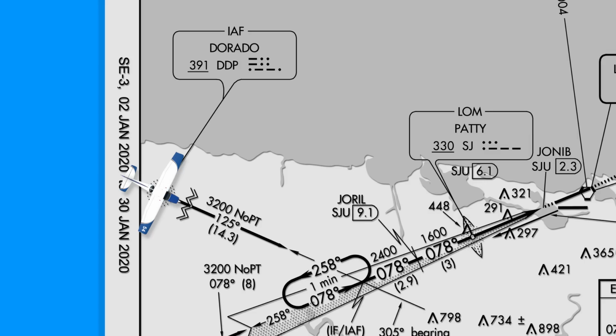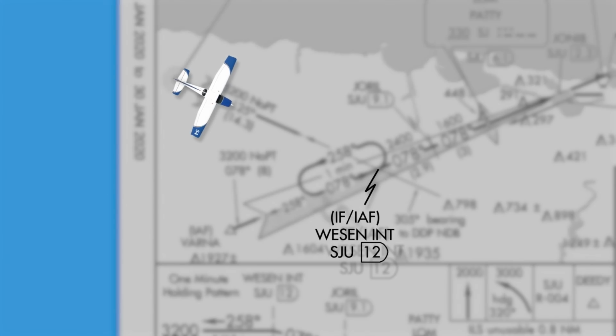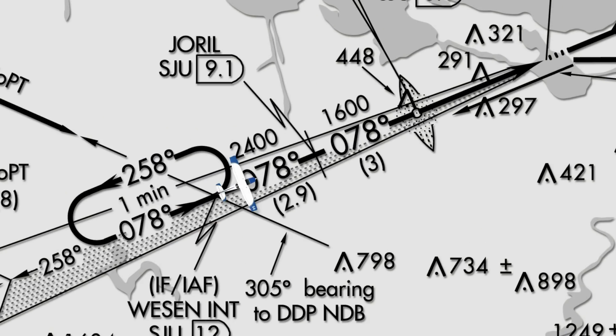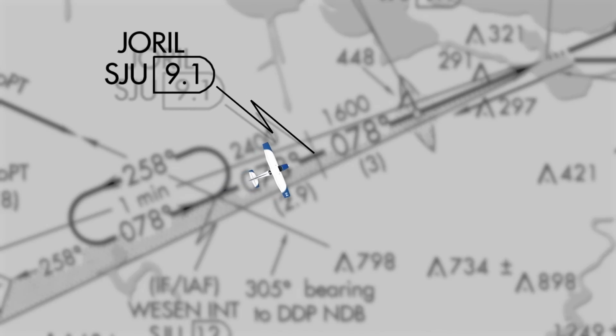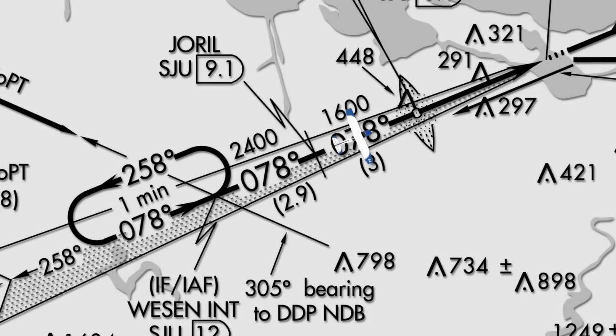Let's say you're approaching the airport over the initial approach fix of Dorado and flying towards the intermediate fix of Wesson, where you'll intercept the localizer no lower than 3,200 feet. Assuming you've been given your approach clearance, follow the descent profile once you've passed Wesson. This involves you descending from 3,200 feet down to 2,400 feet at Joral, and then down to 1,600 feet, maintaining 1,600 feet until the glide slope begins to center.